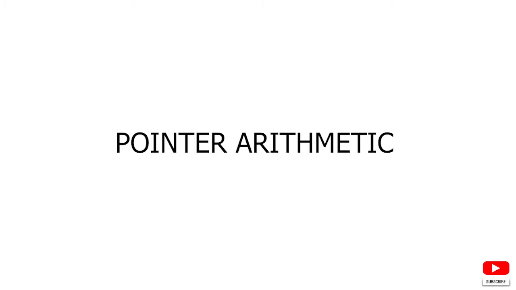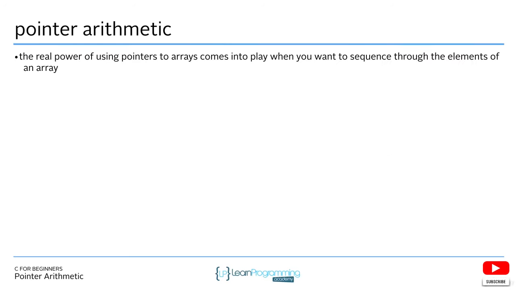The real power of using pointers to arrays comes into play when you want to sequence through the elements of an array. You want to go from the first element to the end. You want to iterate through them. This is the real power of pointers. Because pointers use addresses, each element in an array is just another address, so you can just do plus plus on a pointer and go to the next address.